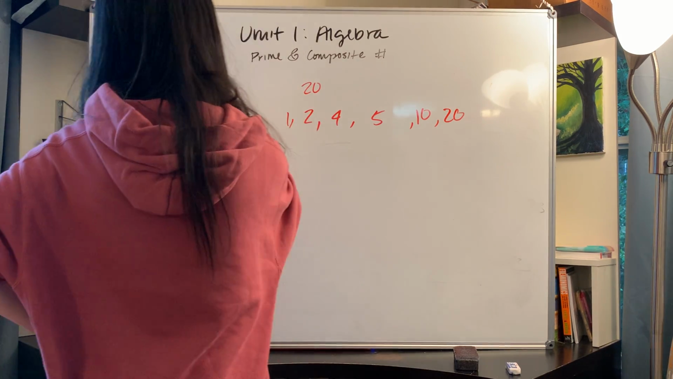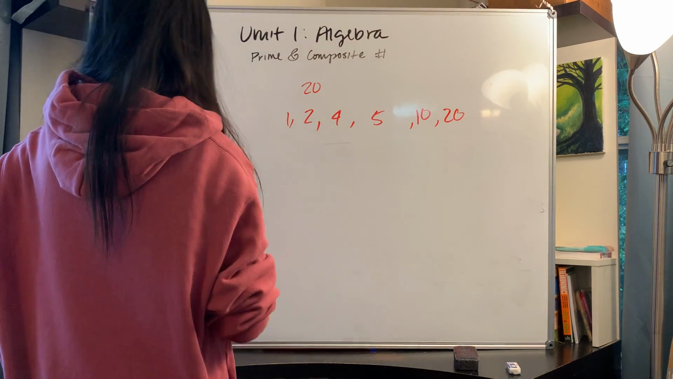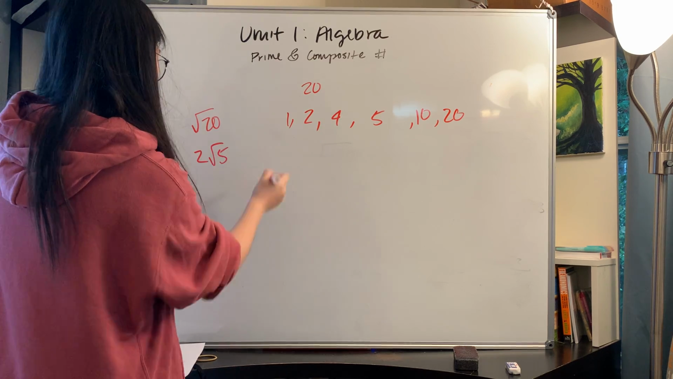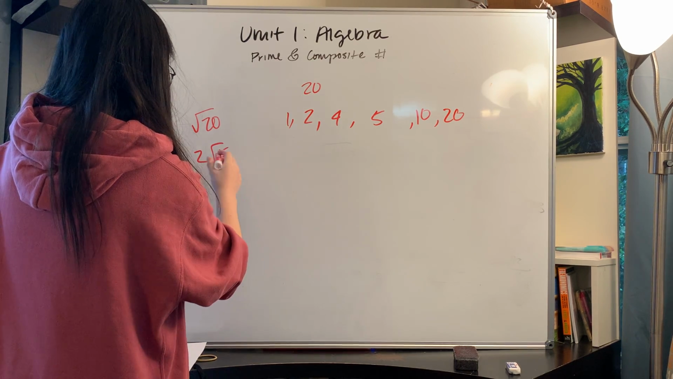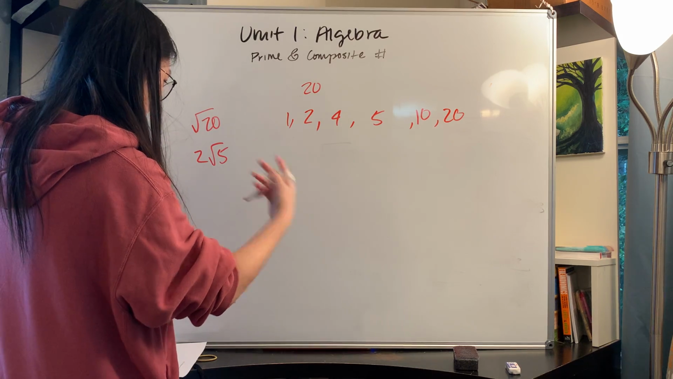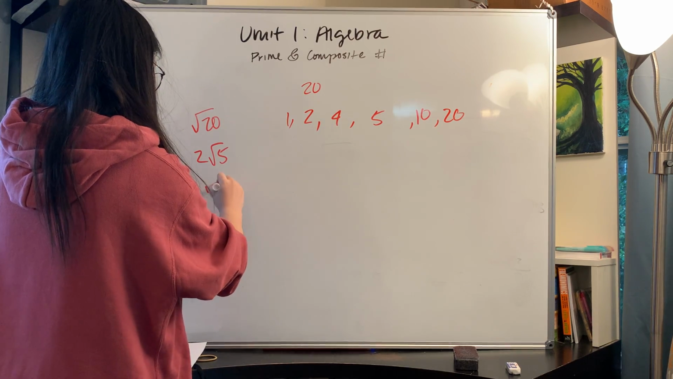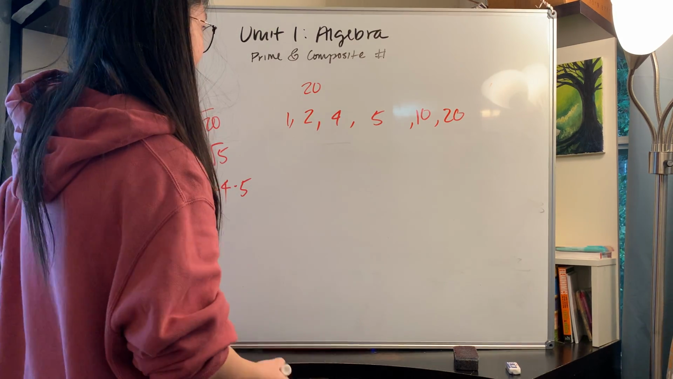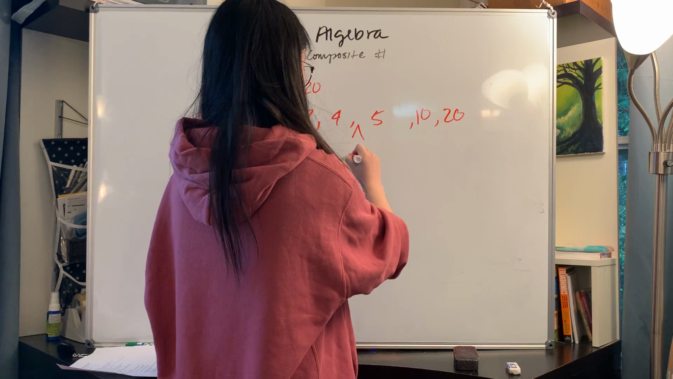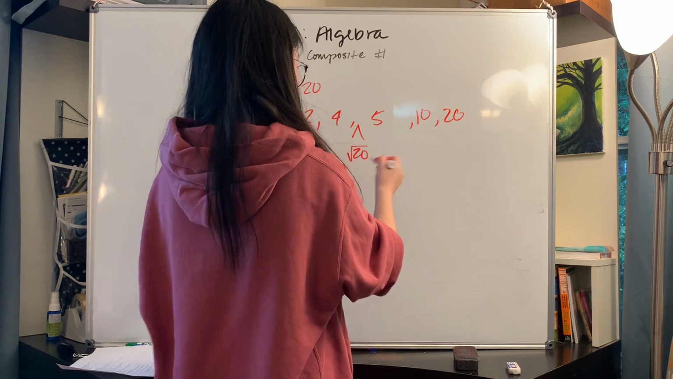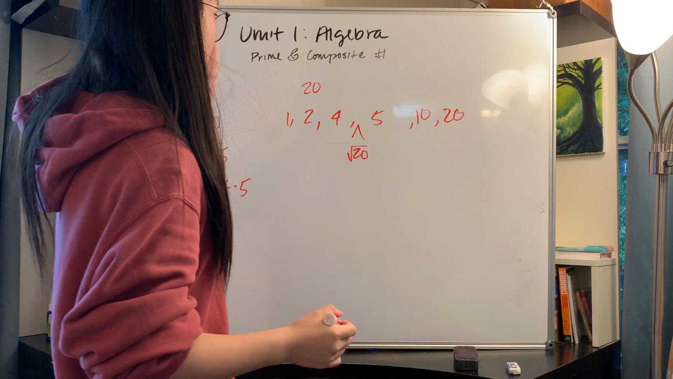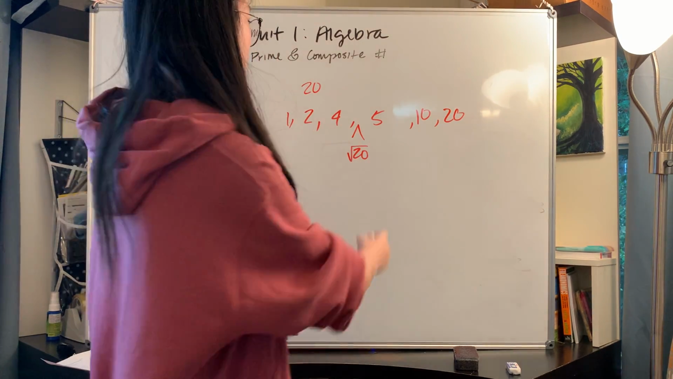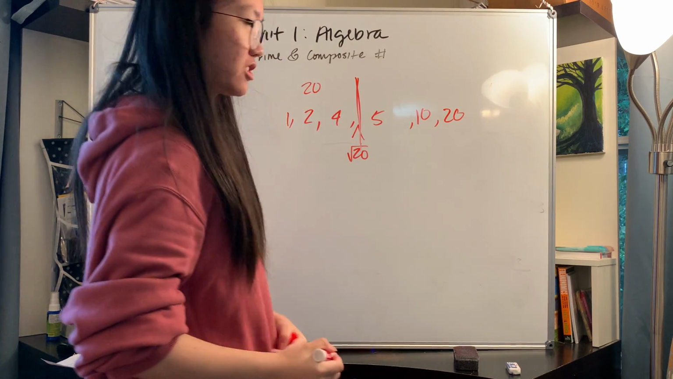And if you look at the square root of 20, the square root of 20 is 2 times the square root of 5. The square root of 5 is greater than 2, but only by a little bit. So we're going to say around 4-ish, around 4 to 5, I suppose. The square root of 20 times the square root of 20 would equal 20. So it's right in the middle of all of the factors.